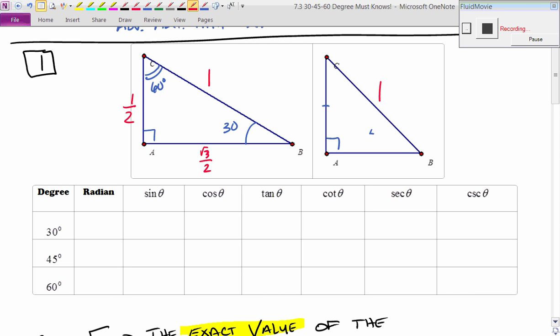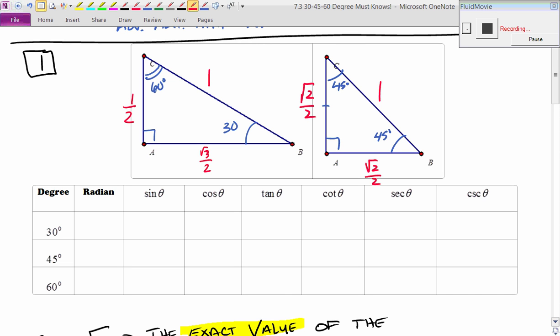Now, let's shift our attention to the 45, 45 special right triangle. Oh, I lost some things here. That was weird. So, 45 degrees, right? If our unit is 1, how do I get to the leg of that right triangle? Yeah, very good. Brody, nice job. This will be rad 2 over 2, rad 2 over 2.